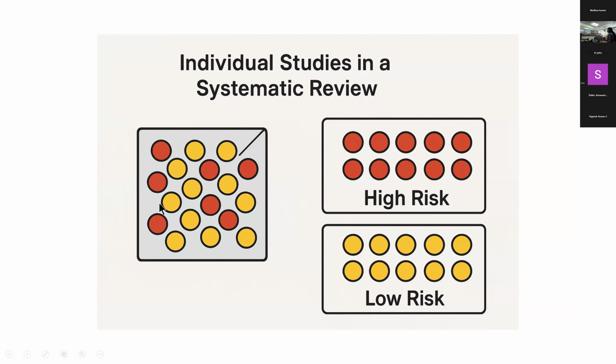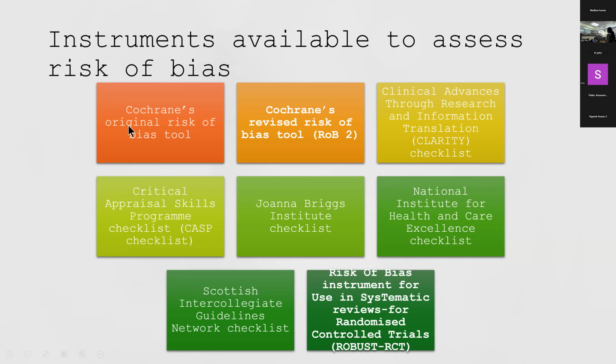So when you look at a systematic review, you have studies which are both at high risk as well as low risk of bias. So the first step is to segregate these studies into either low risk or high risk. To help you do that, there are already a lot of instruments available to assess the risk of bias.